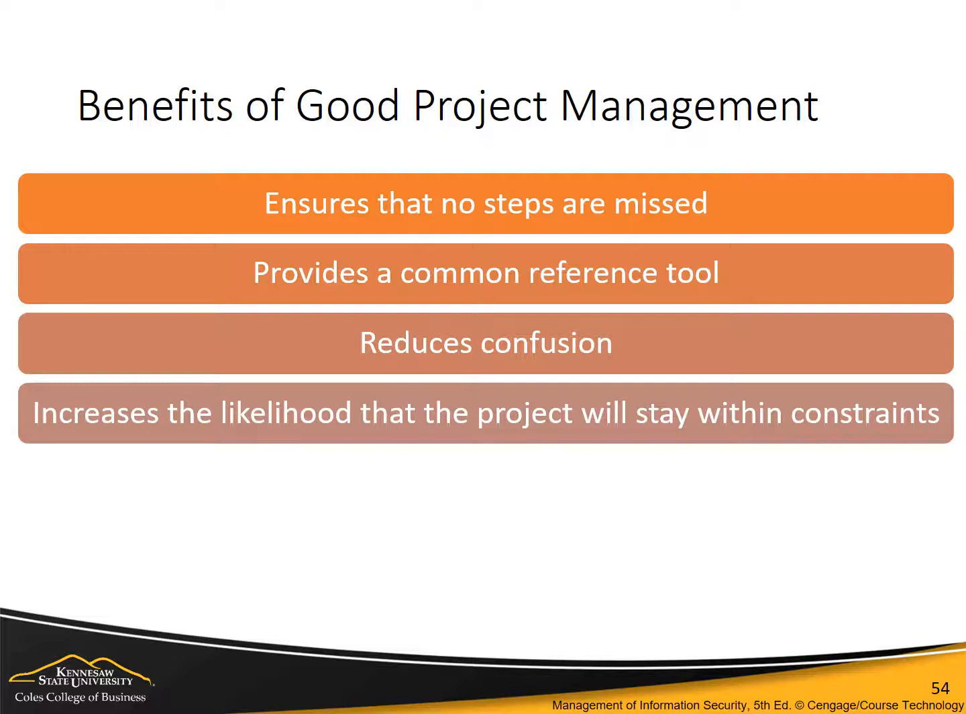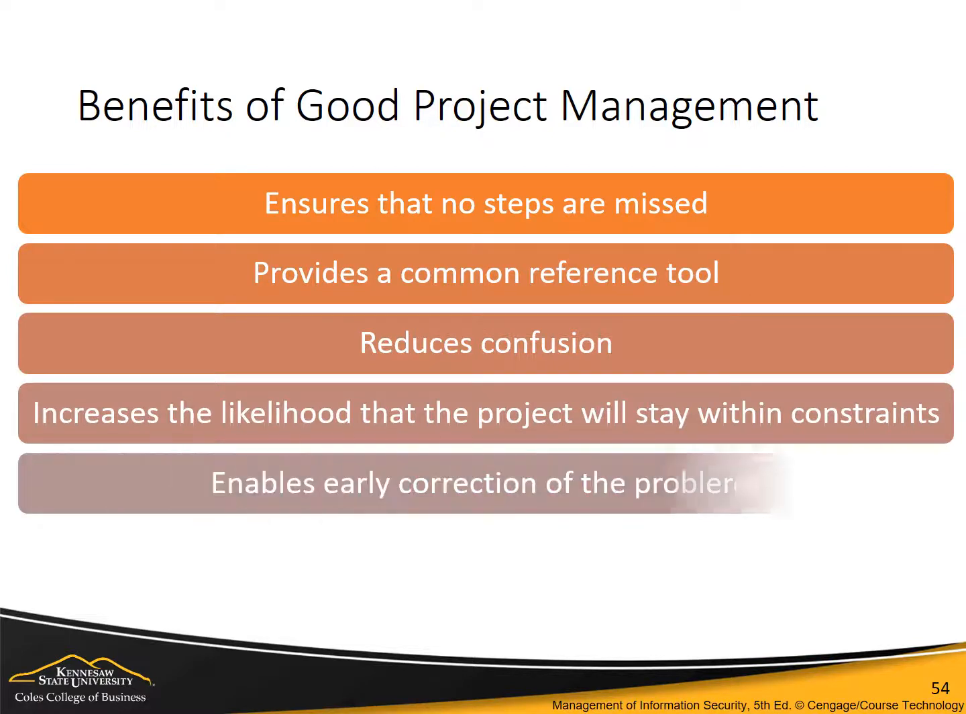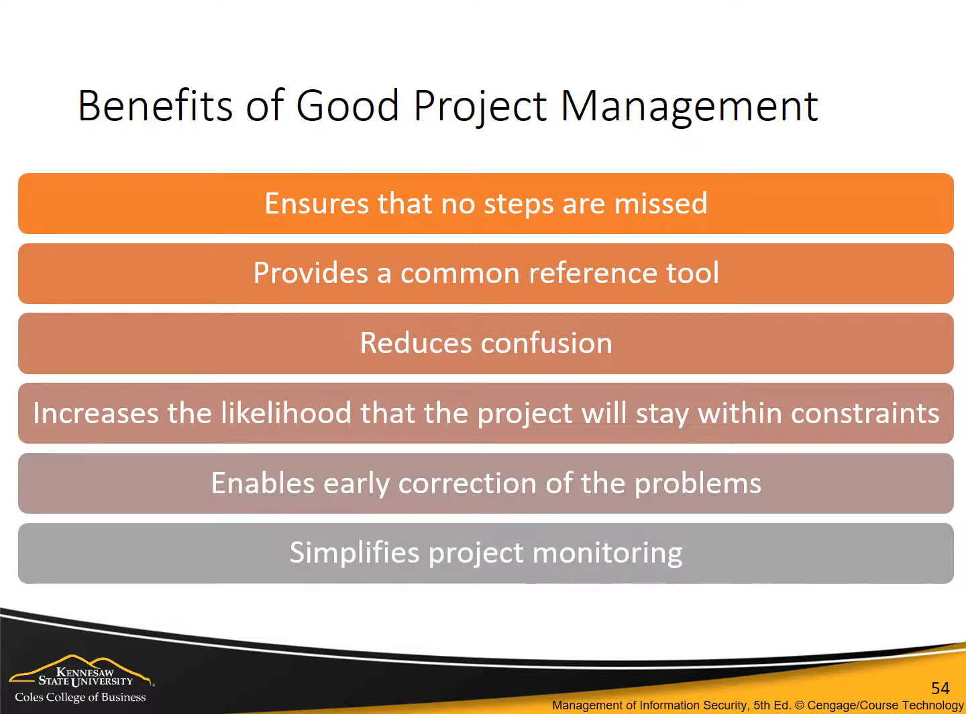Clearly defining project constraints and minimum quality requirements increases the likelihood that the project will stay within the identified constraints. Identifying deviations in quality, time, or budget early on enables early correction of the problems. Later in the project, it's more difficult to make changes without impacting cost, quality, or functionality. Finally, establishing performance measures and creating project milestones simplifies project monitoring. You're able to measure and assess relevant items.